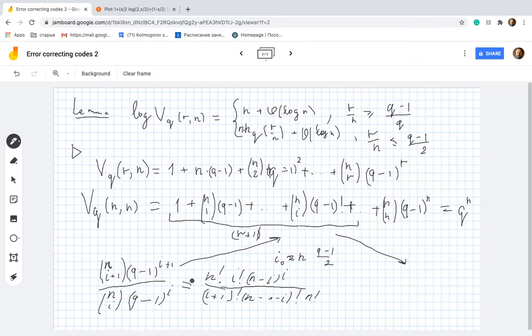So q minus 1 to the i cancels, and we obtain q minus 1 in the numerator. Now we see that n factorial cancels, i factorial, and so on, and we obtain the simple expression n minus i over i plus 1 times q minus 1.